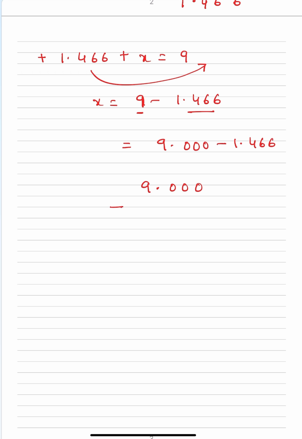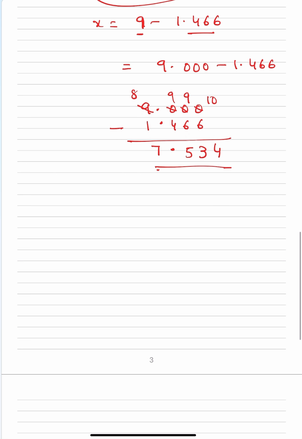9.000 minus 664.1. Now this is very easy. Borrow from 9 directly. This will become 9, 9 and 10. 10 minus 6 is 4. 9 minus 6 is 3. 9 minus 4 is 5. A decimal point and 7.